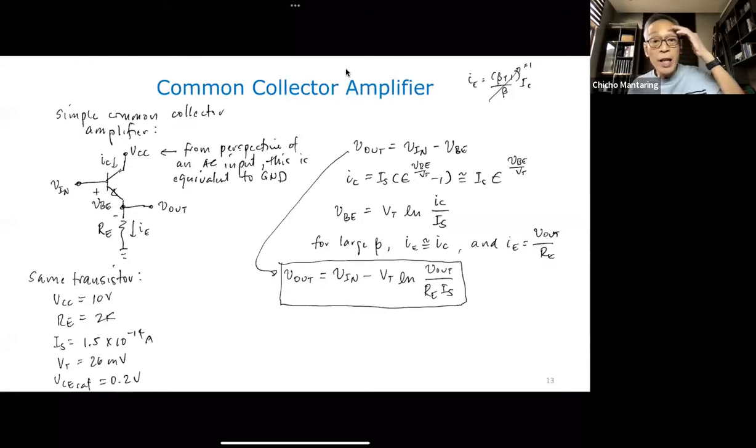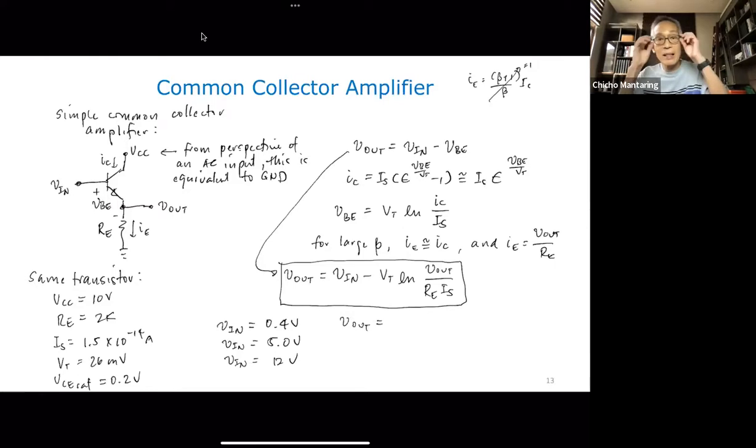Okay, so can you tell me, for these values of V in, ano yung magiging values ng V out natin? So let's start with 0.4. And then let me go to 5.0 volts. And then let me go to 12 volts. So umpisahin natin sa 0.4. What will be the value of V out? So again, I'll check the chat.